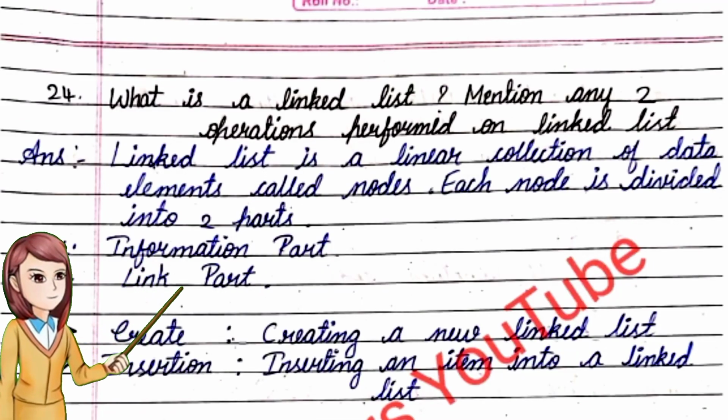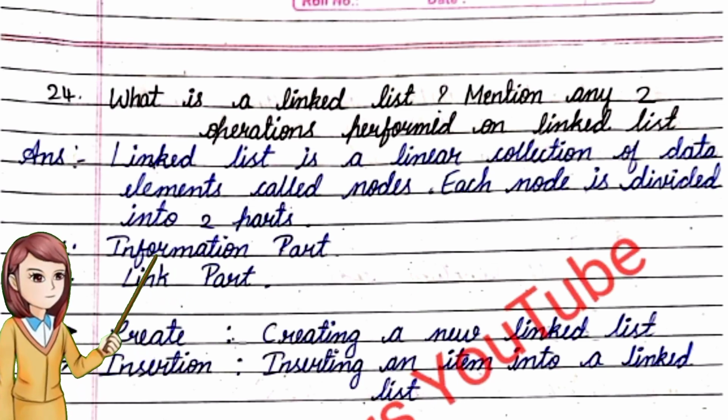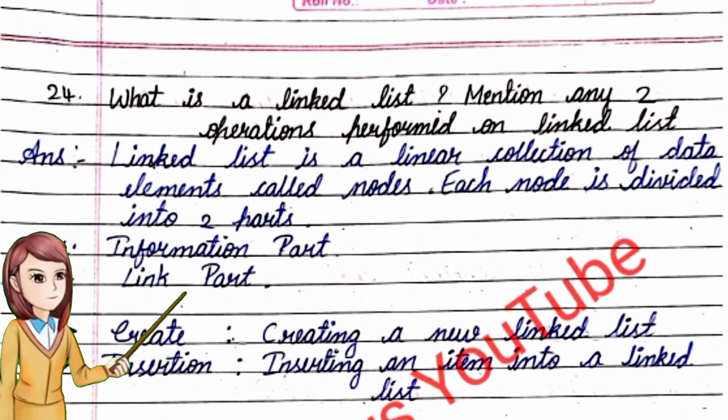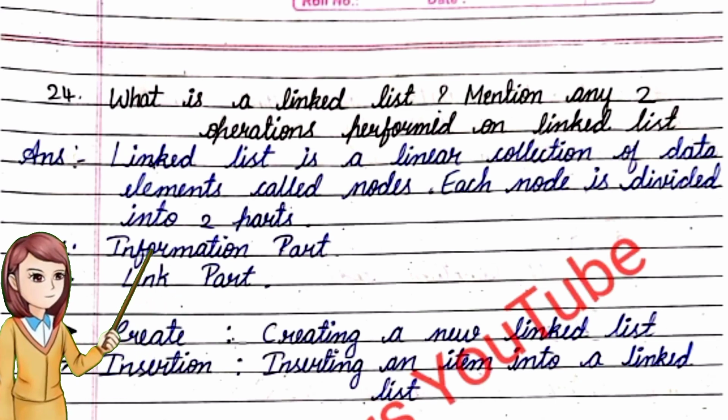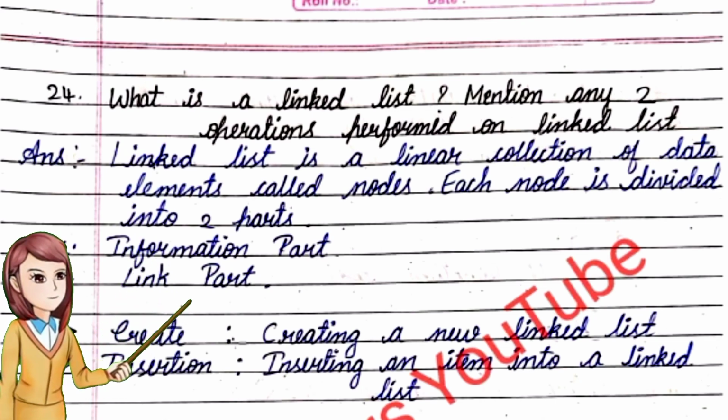What is a linked list? Mention any two operations performed on a linked list. A linked list is a linear collection of data elements called nodes. Each node is divided into two parts: information part and link part. Operations performed on a linked list: create, insertion. Create: creating a new linked list. Insertion: inserting an element into a linked list.